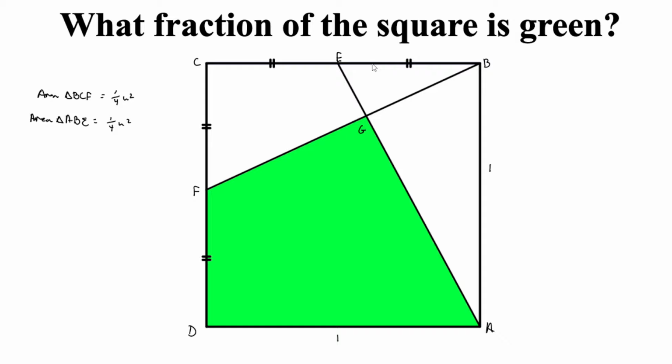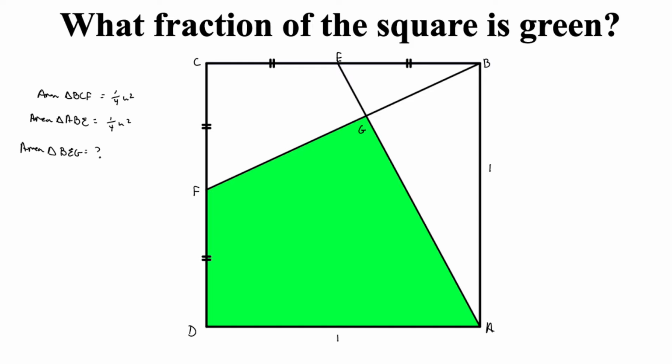But these two triangles, well, part of them intersect each other. So this part right here. So triangle BEG, that would be the intersection part. The part that intersects both triangles BCF and ABE. So if we were able to find the area of that triangle, we will be able to find the area of the white part. So how can we find the area of this triangle?